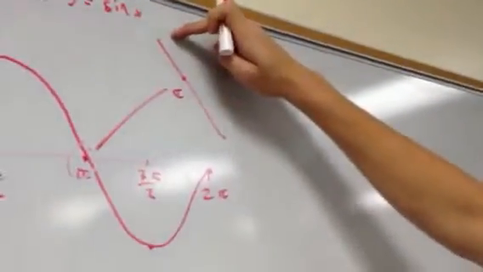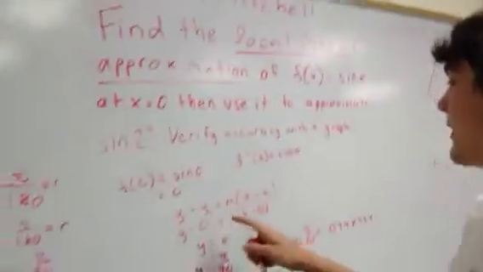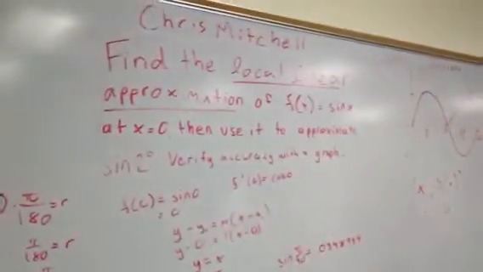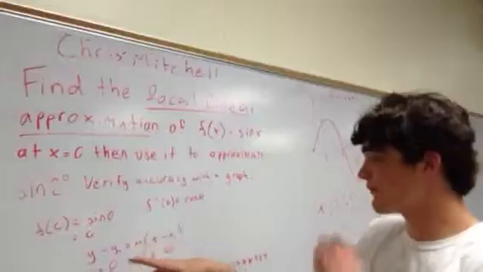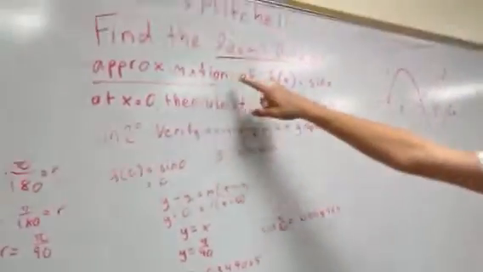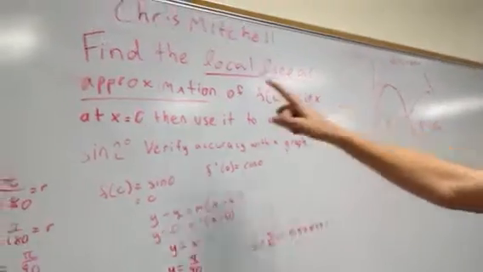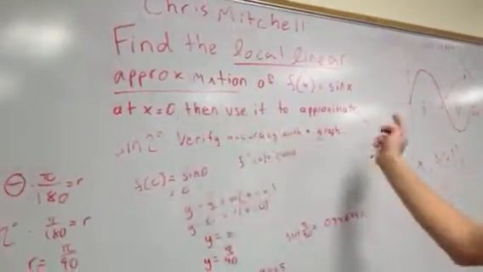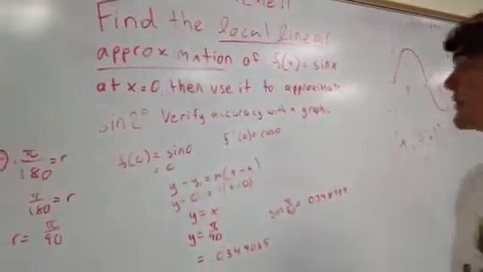In order to find this line, we just have to use the equation of a line, which is over here: y minus y1 equals m times x minus x1. So up here, we're looking for the local linear approximation of f of x equals sine x at x equals 0, and then we're going to use it to approximate sine of 2 degrees.